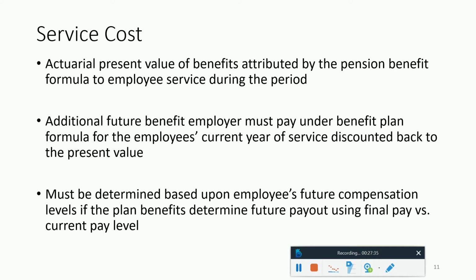Okay, so let's first focus then on the first component, which is service cost. So service cost is going to be the actuarial present value of the benefits attributed by the pension benefit formula to employee service during the period. So we have employees, they worked a year, that resulted in additional benefits that they are owed. We need to calculate that using a formula that the actuaries are going to come up with, and we need to make sure that that is discounted back to the present value.